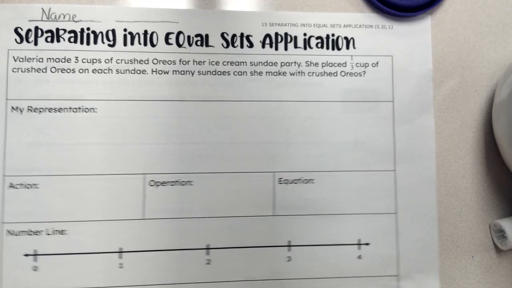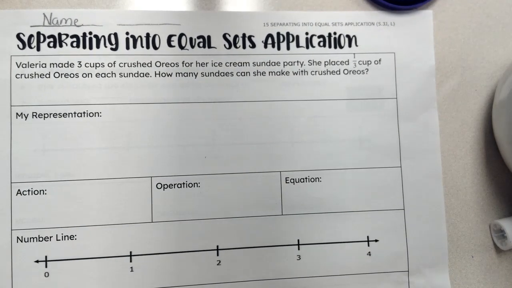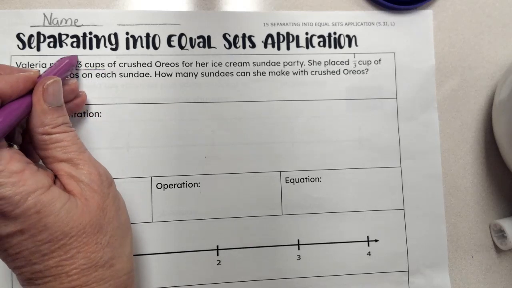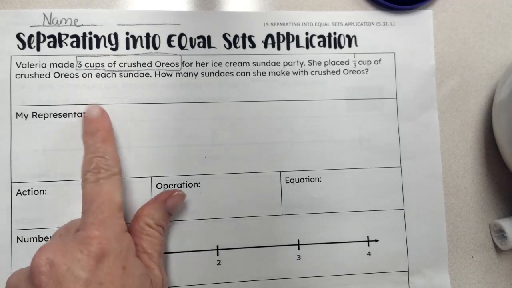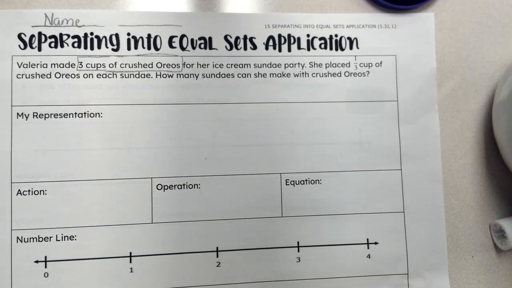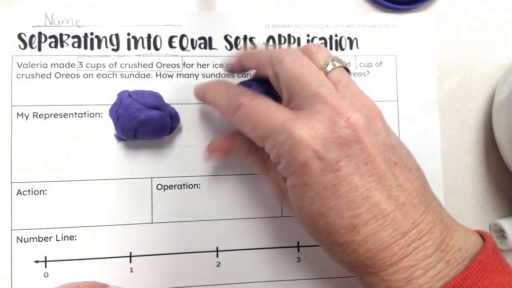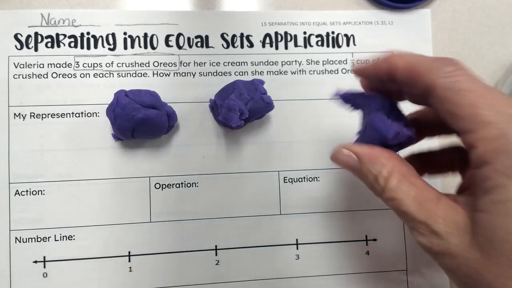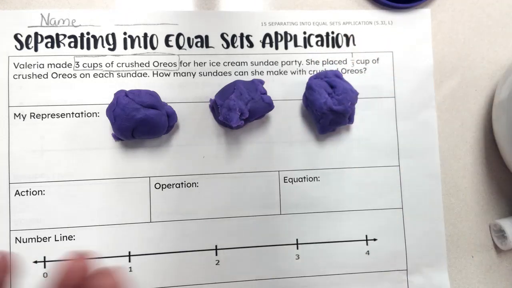All right, so hopefully you were able to get some information down. Let's see if our representation, or even our acting out, is similar. I know that we had 3 cups of crushed Oreos. If you used your Play-Doh, you probably had 3 balls, or 3 groups, that represented the cups of Oreos. So there's my 3 cups of Oreos.